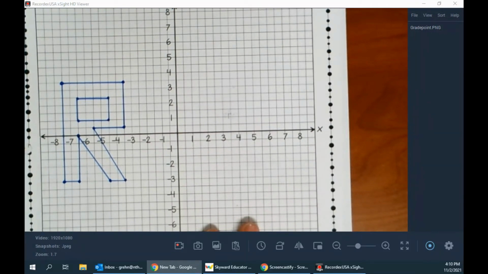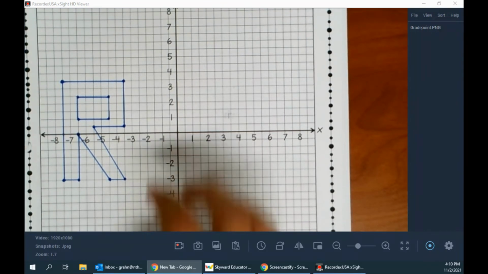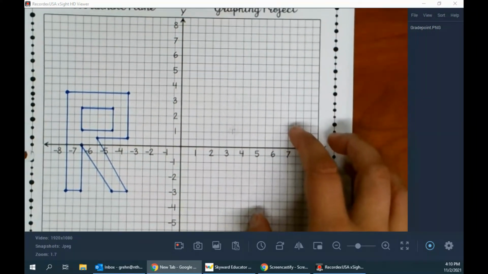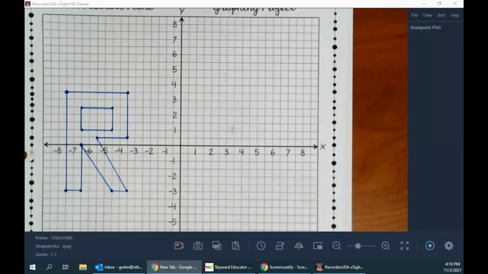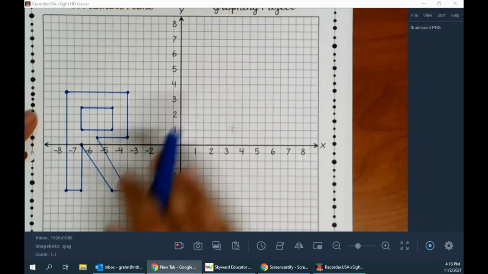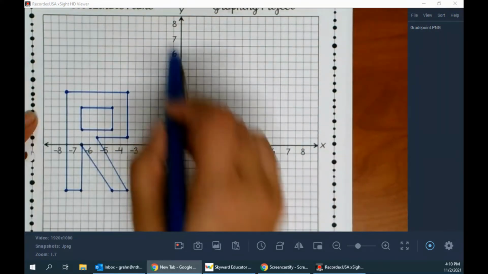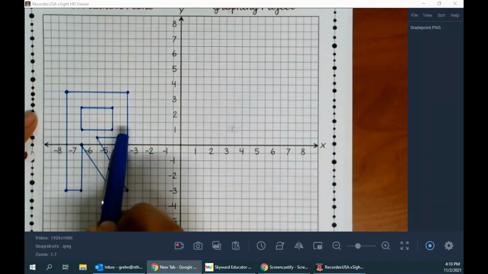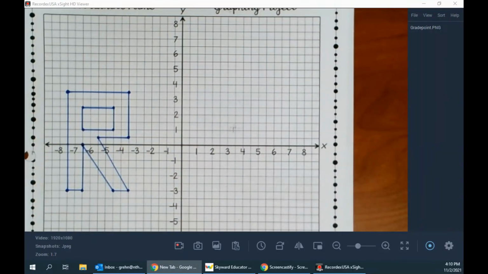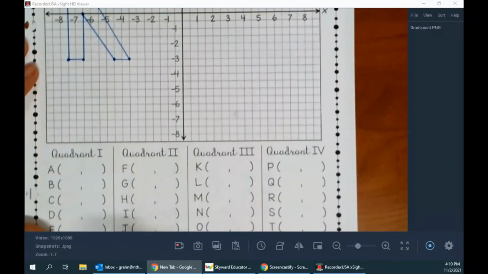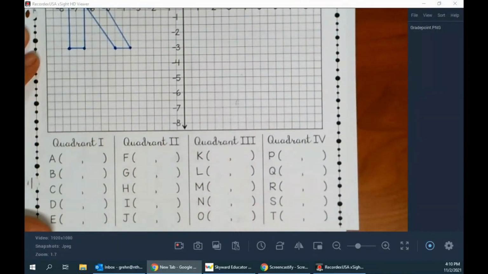Now, what I want to do is make sure that as I finish my picture, I'm drawing at least 5 points in each of the 4 quadrants. You might have more, and most likely you're going to. So for example, I haven't finished my picture, but in quadrant 2 right now, I have 1, 2, 3, 4, 5, 6, 7, 8 points. I only need 5 of them. And if you look down below, for each of the 4 quadrants, you have room to put your 5 points.